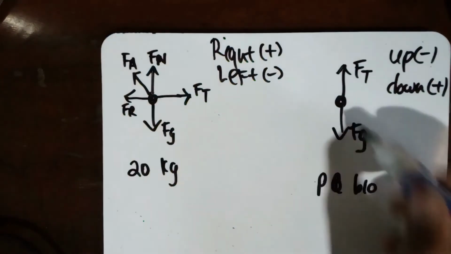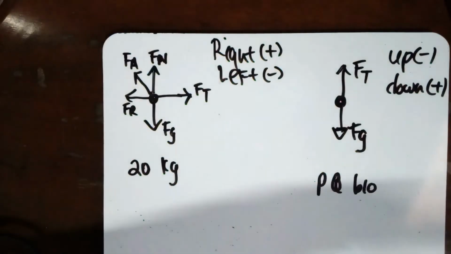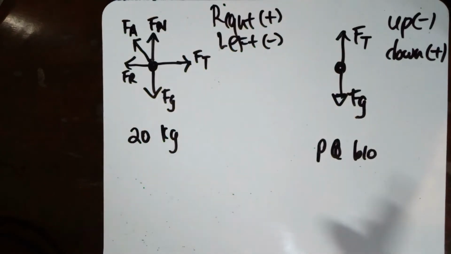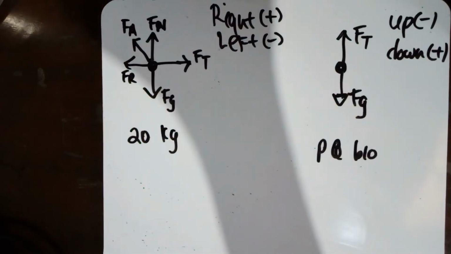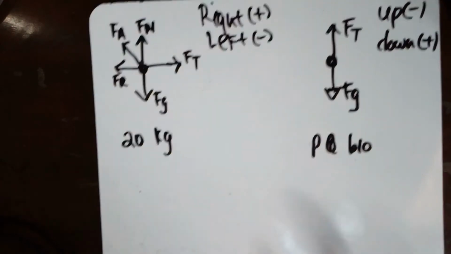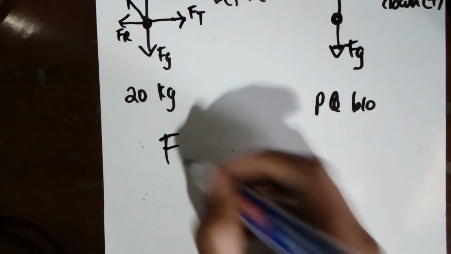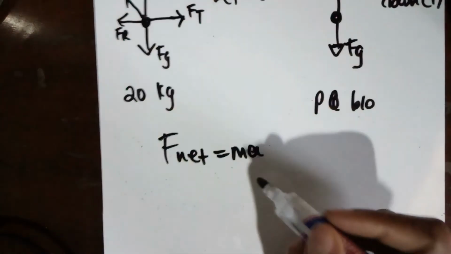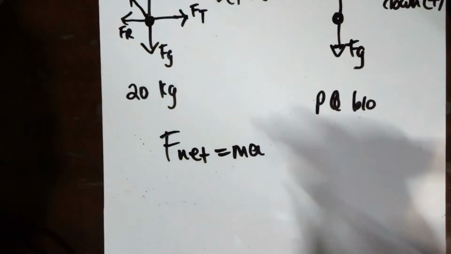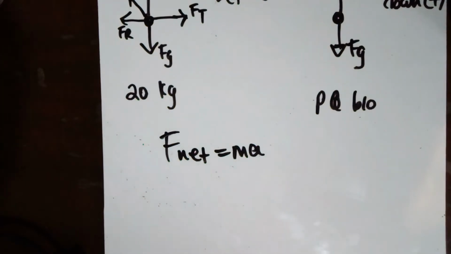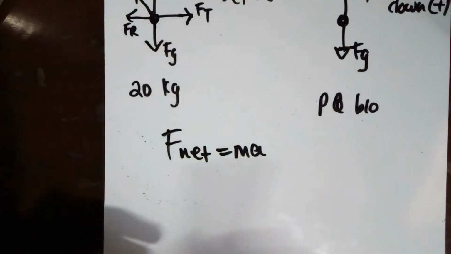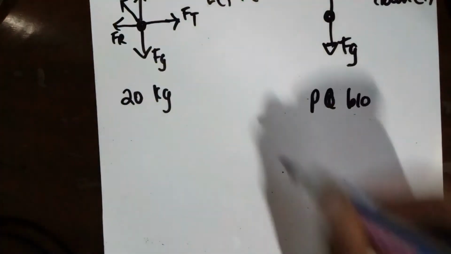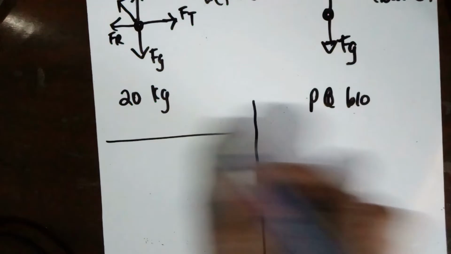So there we are. And to actually find that mass, we have to use Newton's second law of motion. So remember, Newton's second law of motion mentions that F net equals ma. So the total net force is equal to the product of mass and acceleration. So we can find F net for both the 20 kg block as well as the P and Q block.